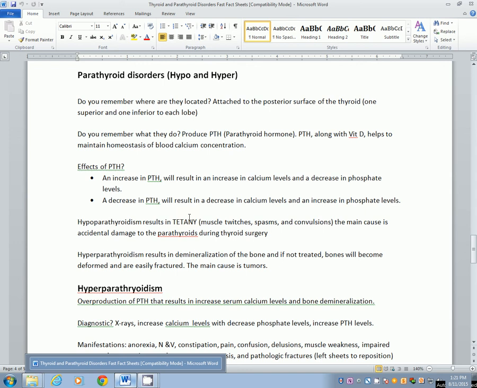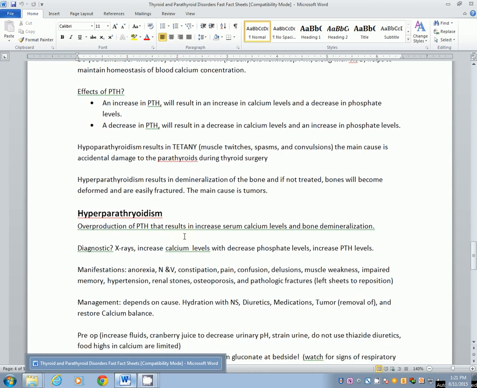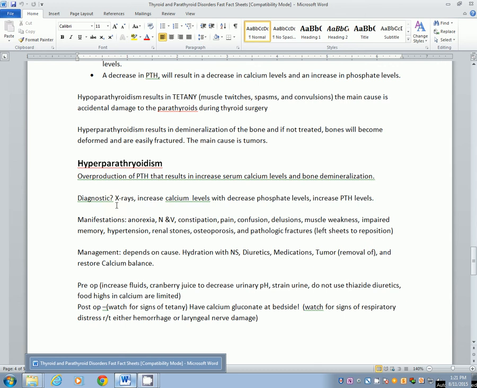Hypoparathyroidism then results in a condition, because we have a decrease in calcium, tetany. This would be muscle twitching, spasms, and convulsions, and the main cause is accidental damage to the parathyroid during thyroid surgery. Hyperparathyroidism results in demineralization of the bone, and if not treated, bones will become deformed and easily fractured, and the main cause of hyper is tumors. Okay?